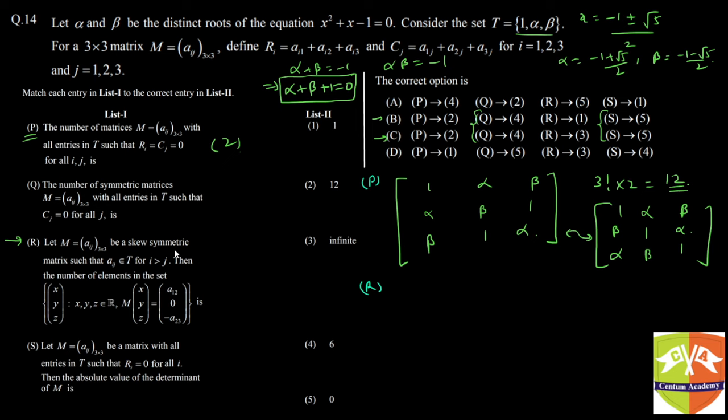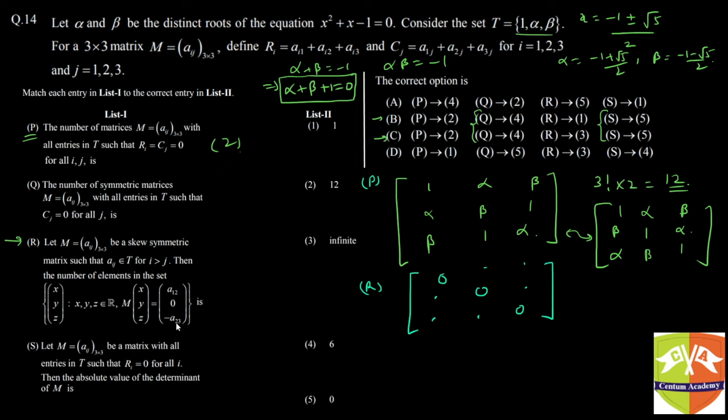Let M be a skew symmetric matrix such that Aij belongs to T for i greater than j. So which are such elements for which i is greater than j? A21, A31 and A32, these three elements. The rest, for a skew symmetric matrix, the diagonal elements will be 0, and whatever these three elements are, the elements above would be minus of those. Now, what do we want to maintain? The number of elements in the set of (x, y, z), such that x, y, z belongs to R and M times (x, y, z) equals (A12, 0, minus A23).